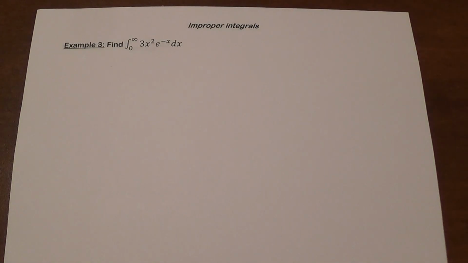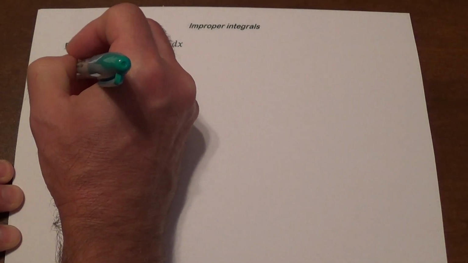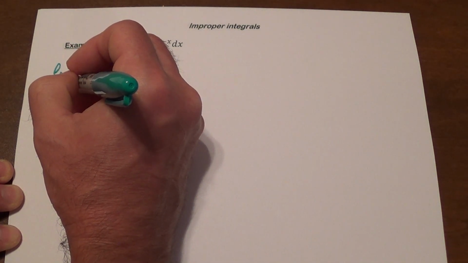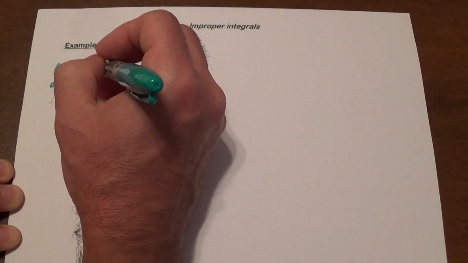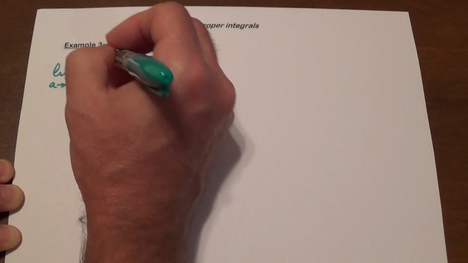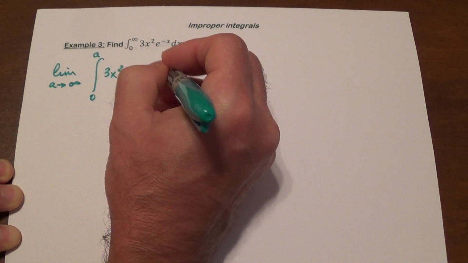Next problem. Have this integral. We'll go from 0 to infinity. 0, no issue. Infinity, a problem. It's not a defined value. So we're going to rewrite it as the limit as a approaches infinity of the integral from 0 to a of 3x squared e to the negative x dx.